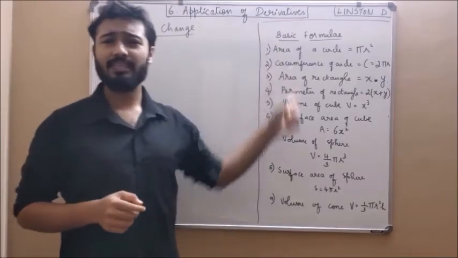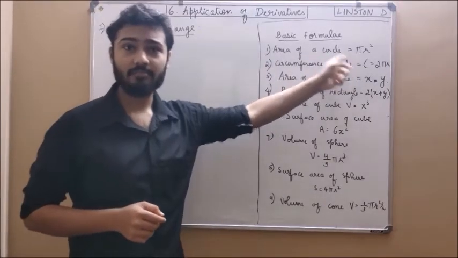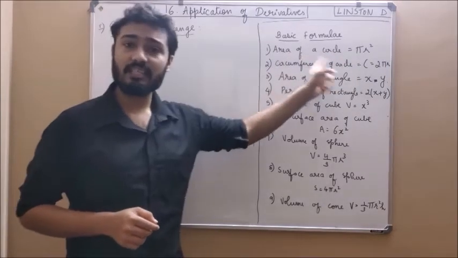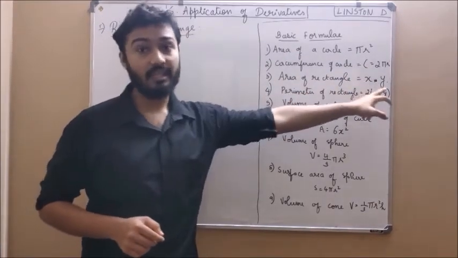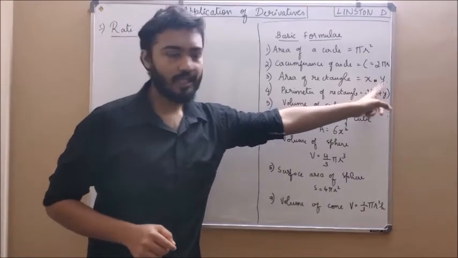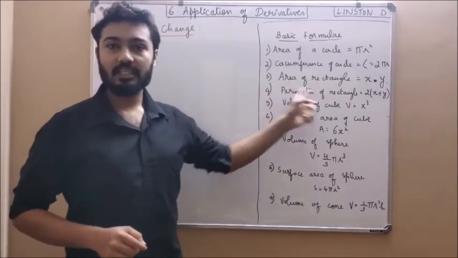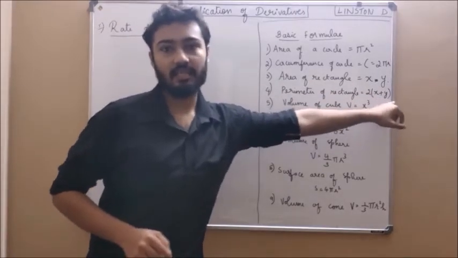Some basic formulas you have learnt in your high school. First, the area of a circle is pi r square. Then circumference of the circle is 2 pi r. Area of the rectangle is x into y, that is length into breadth. Here you have taken the length as x and breadth as y. Perimeter of the rectangle is 2 into (x plus y). You have taken x and y as length and breadth.